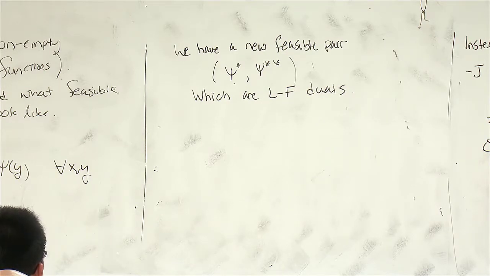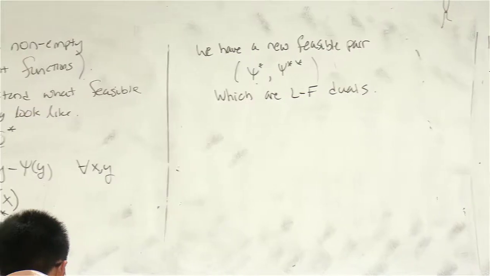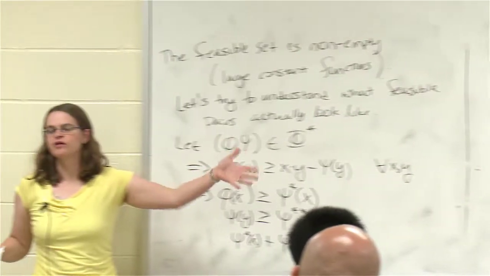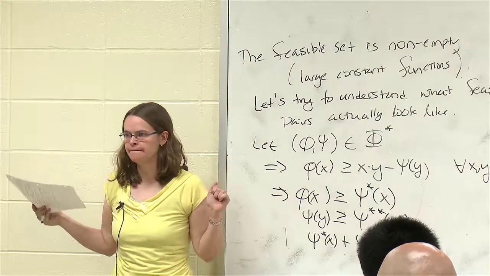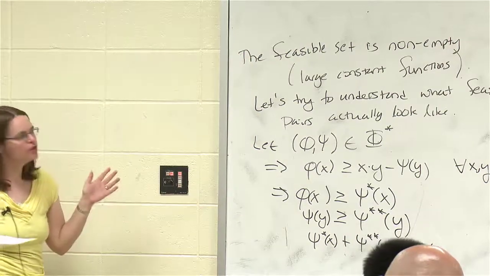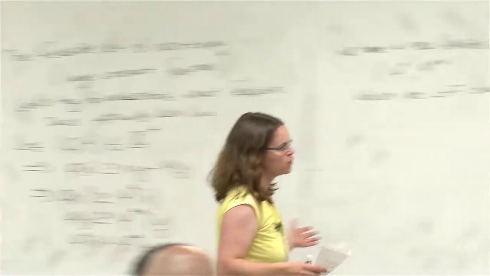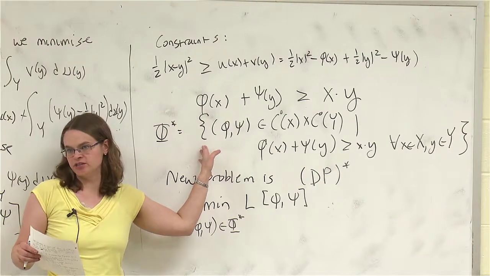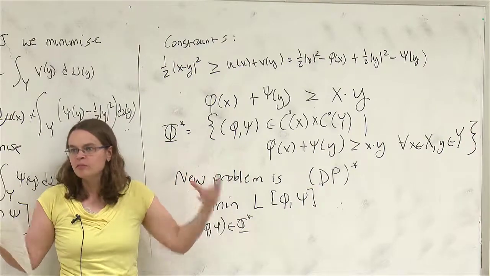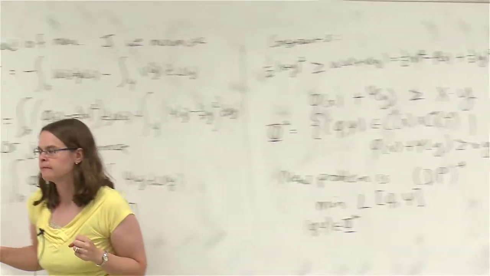Now my claim is, we know that feasible pairs don't have to be Legendre duals. They can be, as in this case. They don't have to be, as in the case of just taking large constant functions and sticking them in. What I claim is that we don't have to minimize over everything in this set. We could actually just restrict our attention to Legendre dual pairs. We can assume that the minimizers are Legendre duals.